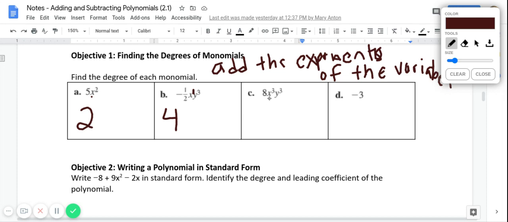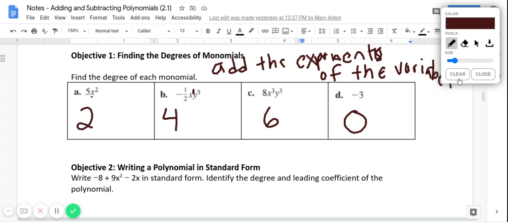Now this one, we add the exponents as well. So this will be x cubed, y cubed. We add these 3's to get the degree of this monomial, which is 6. All right, now d. Y'all, I don't see a variable. Do you? No, there's no variable. That means our degree is 0. If we don't have a variable, then our degree is 0. All right, and that's it for degrees of monomials.